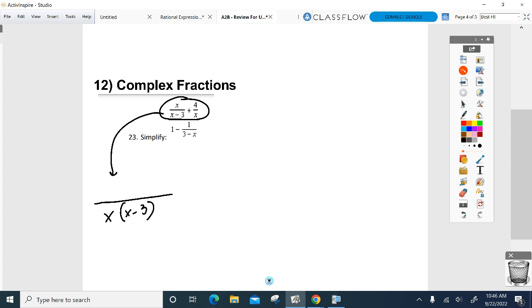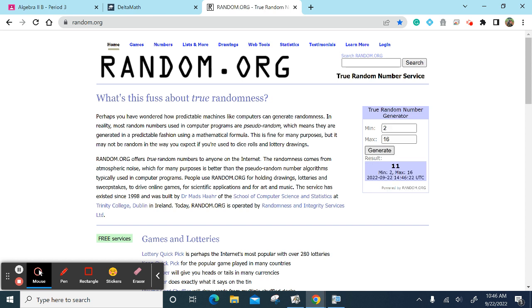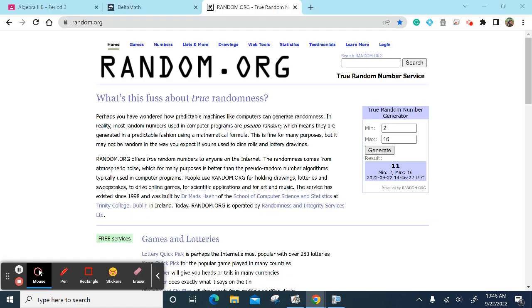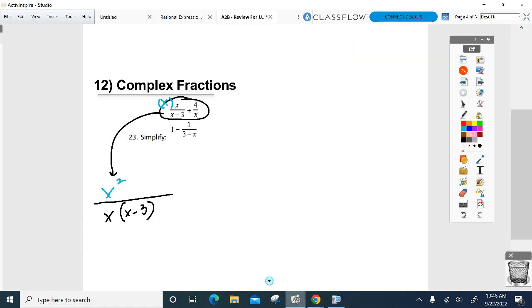What's the first fraction have to be multiplied by? The x over x minus 3. What's it missing that has to get multiplied by? x? Yep. So I'm going to have what up top here? x squared. What's 4 over x have to get multiplied by? x minus 3. Plus 4x minus 12.